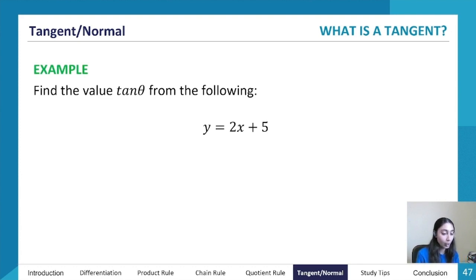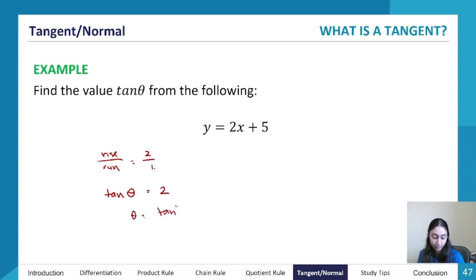Okay. Hopefully you've had enough time to give this one a go. But let's take a look at this. So the gradient of the function is just the coefficient of x, which is 2. So the rise over run is equal to 2 on 1. Okay, so tan theta will be equal to 2.